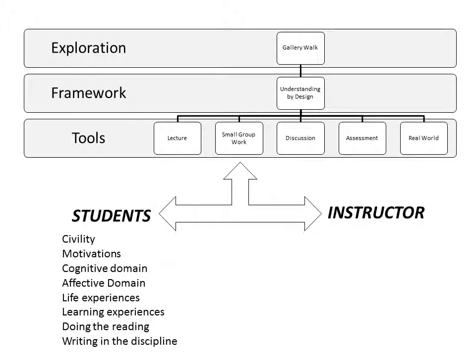So here's a list, in part fueled by chapters in our book, of what students bring to the table: civility or incivility, motivations, cognitive and affective domains, life experiences, learning experiences, and then 2 specific items related to coursework: doing the reading and writing in the discipline.